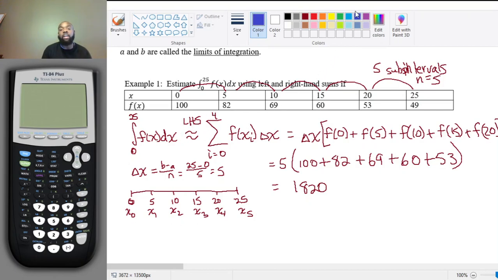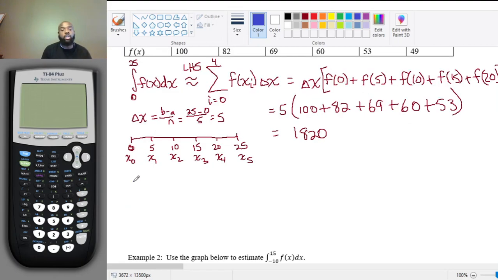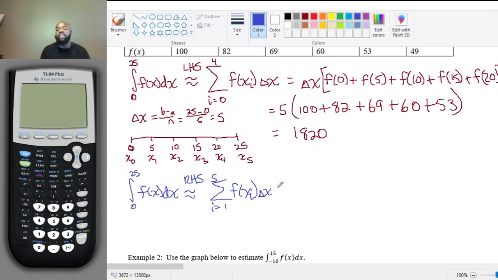I can do a very similar approximation with my right-hand sum. I'm going to do the integral from 0 to 25 of f of x dx, and approximate it with my right-hand sum. That's going to be the sum from i equals 1 to 5 of f of x sub i times delta x. And this is going to equal my delta x, but now we start at f of x sub 1, which is f of 5. Sorry, it's not 1, it's f of 5. x1 is 5, as we can see from here, plus f of 10, plus f of 15, plus f of 20, plus f of 25.